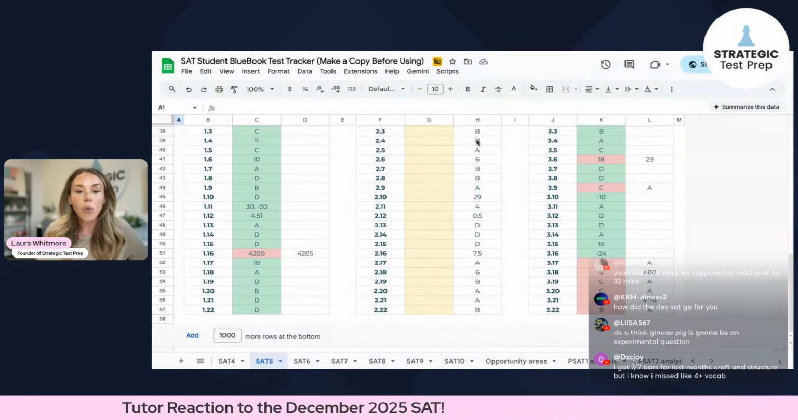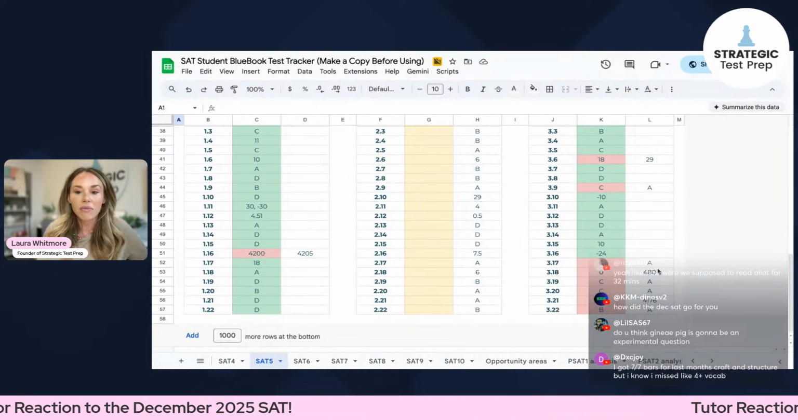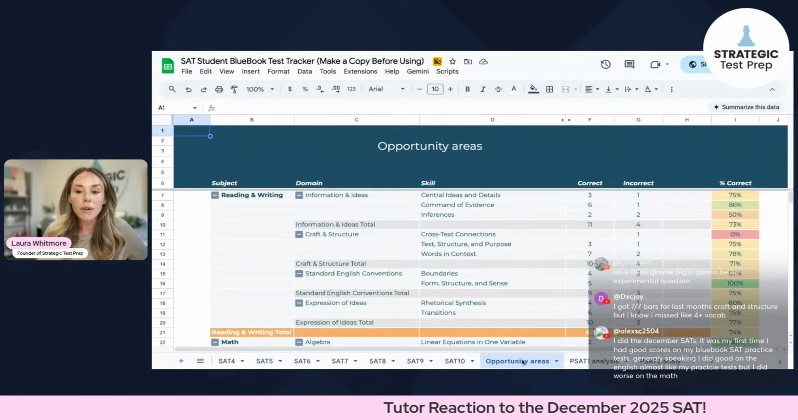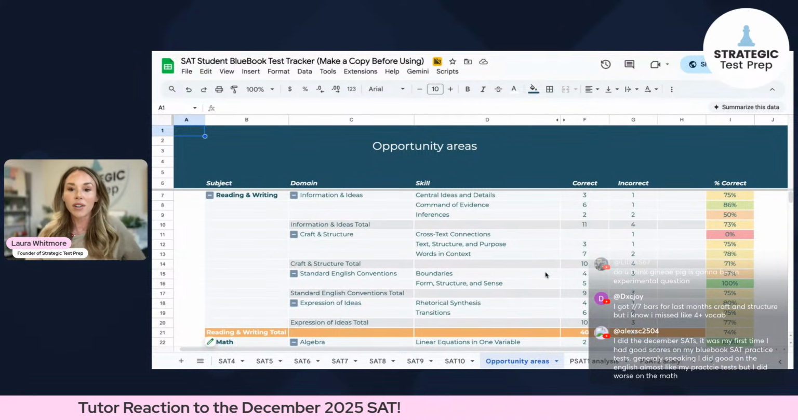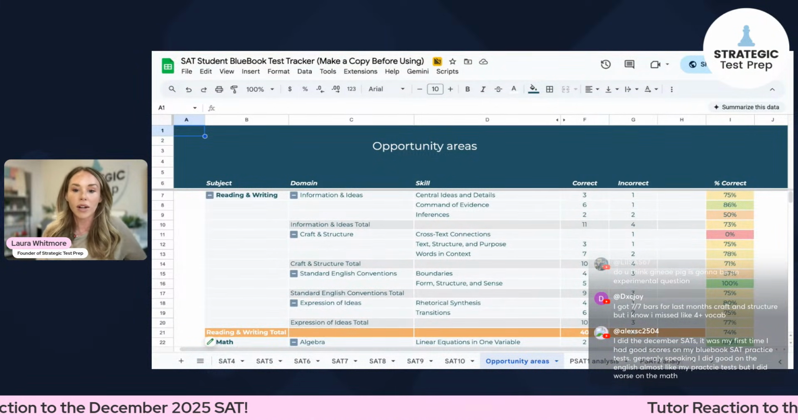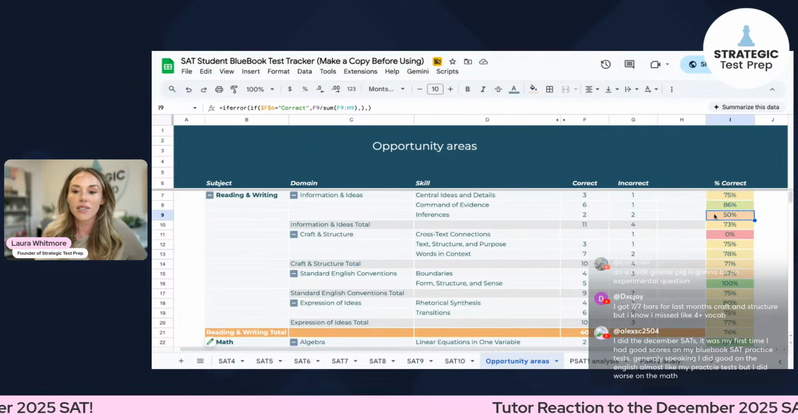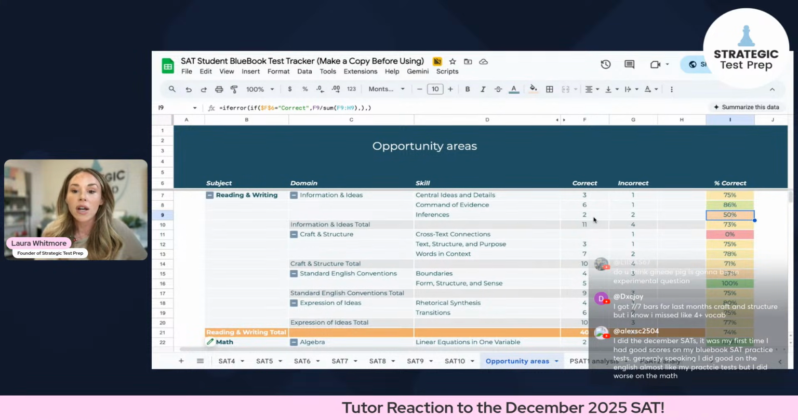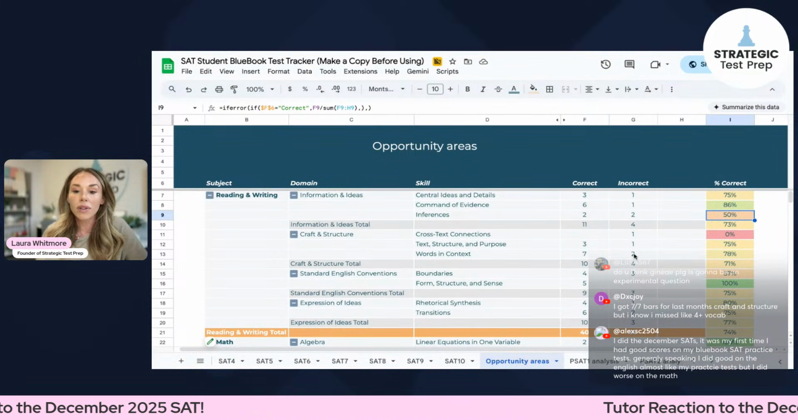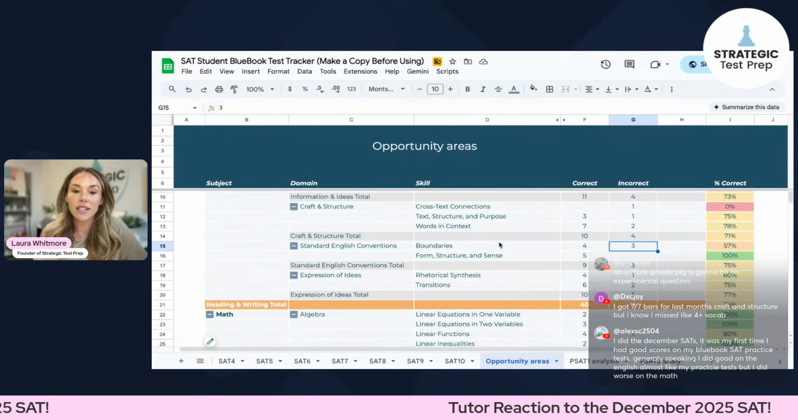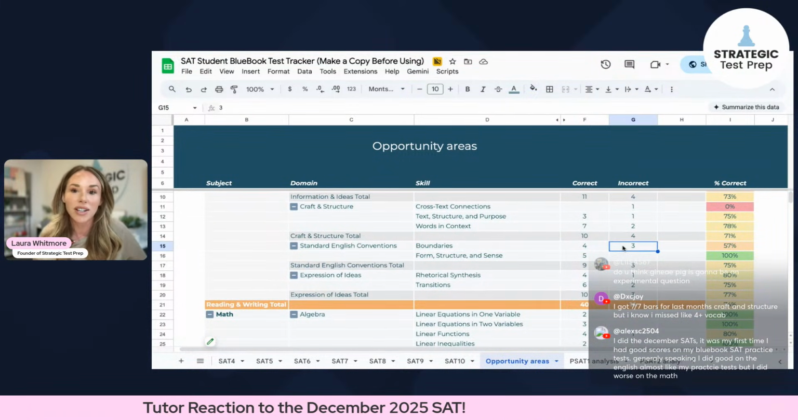And then once you have all your data in, and it reflects your wrong answers, so as you can see, these are the ones I got wrong. If you go to opportunity areas, then it can tell you on a more granular level where you need some work. Like, for instance, I see inferences, I'm only getting half of them right. So out of 4 questions, I missed 2. That's probably an area I want to work on more. So it's a really great tool to get down into the details. Like in grammar, I need to work on boundaries, which are like punctuation questions.